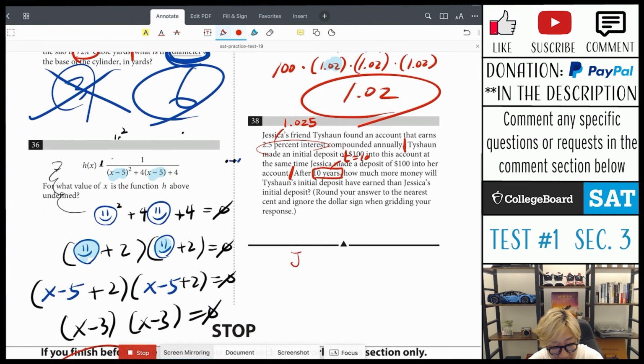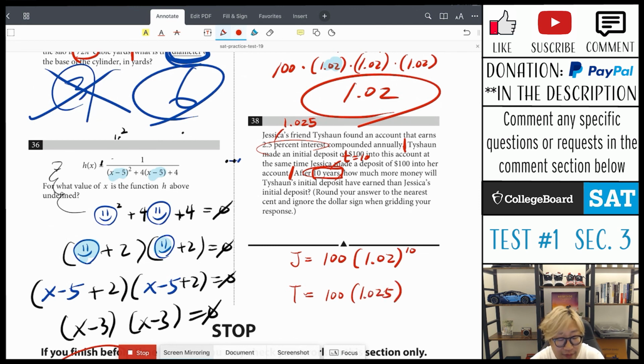Let's go Jessica first. Jessica's basically what? Start with 100, multiply by 1.02. How many times? 10 times. Why? Because it's 10 years. Same thing for Tyshawn, which is going to be 100, same 100 deposit, and 1.025 for the 2.5%, to the power of 10. So just do this in the calculator, please. 100 times 1.02 to the 10 power.